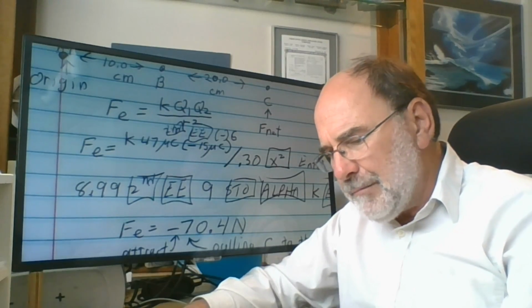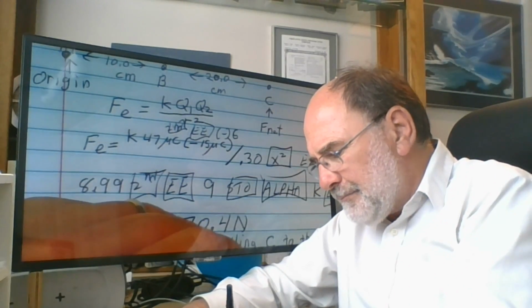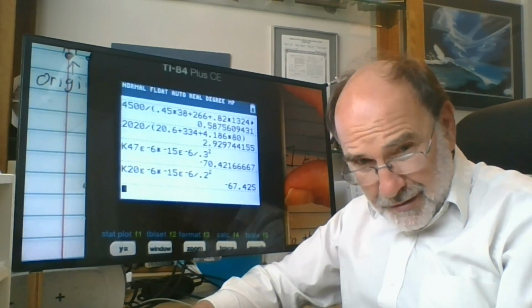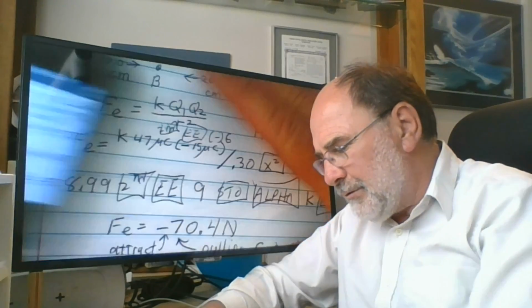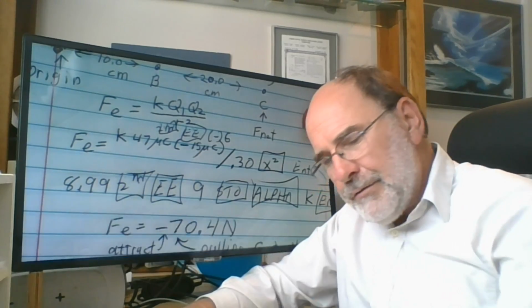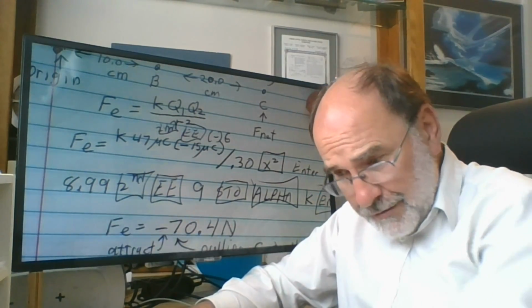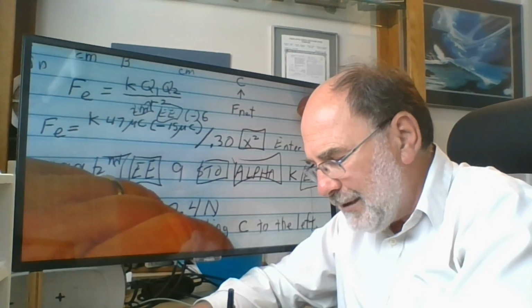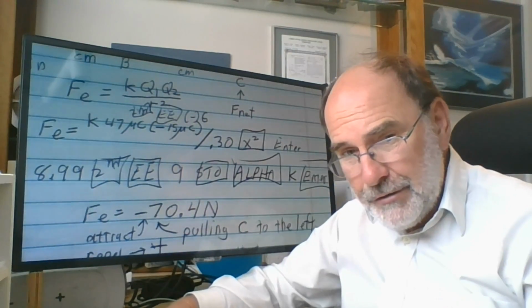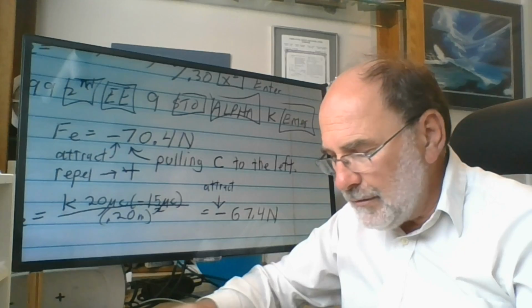Beep, beep, beep. And I get negative 67.4 newtons. So again, the 2 parts of the interpretation. The first part means this is attracting to the other charge that was used.